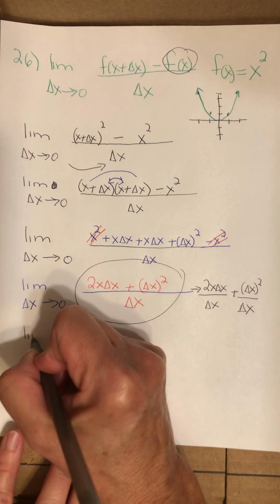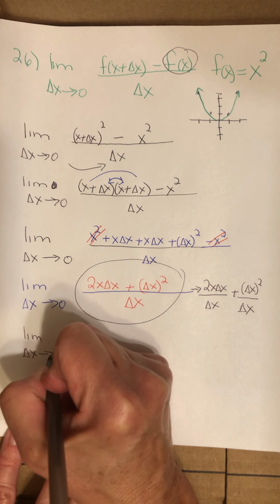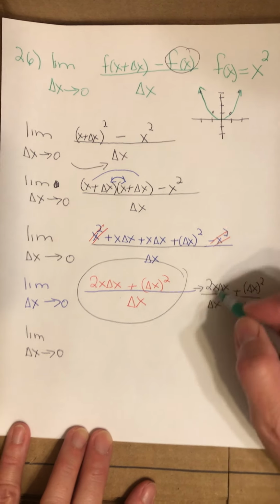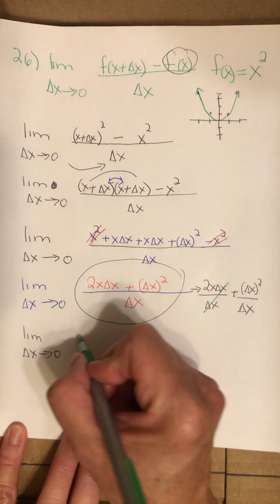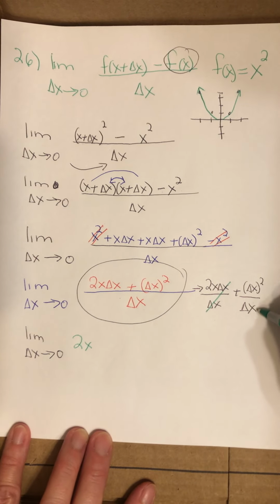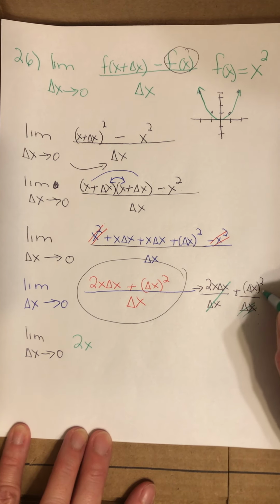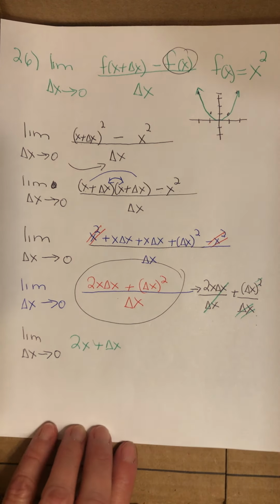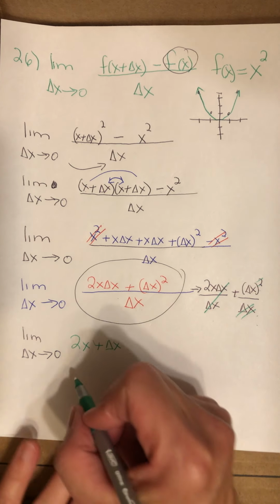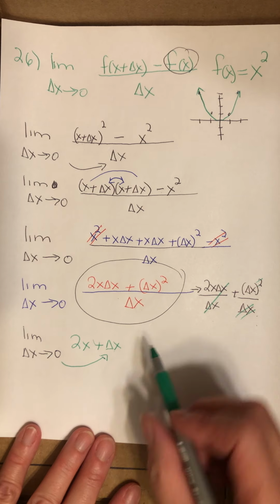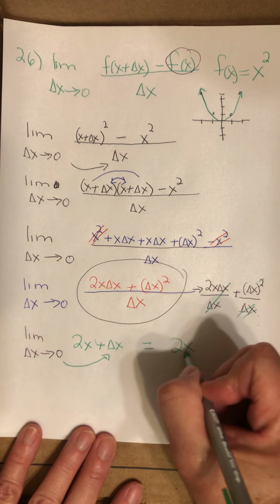Okay, the limit as Δx approaches 0. I can see now, because I split up the 2 fractions, that these Δx's cancel, and I am left with 2x in the first fraction, and 1 Δx cancels 1 Δx from this fraction and leaves 1 in the numerator. Notice my denominator is canceled, so I can now use direct substitution to evaluate the limit, and I'm going to put a 0 in for Δx, and my final answer is 2x.